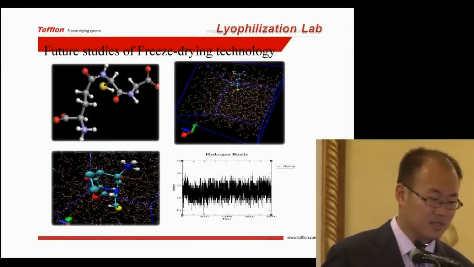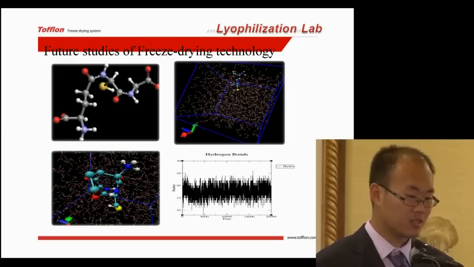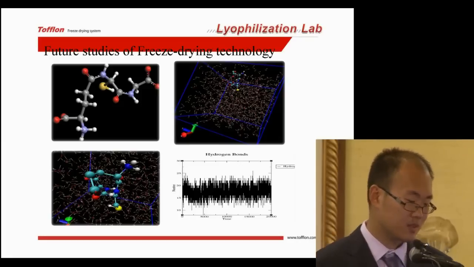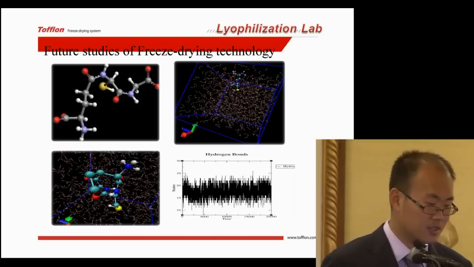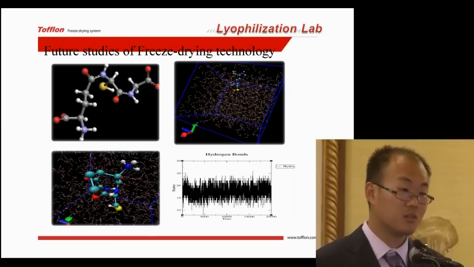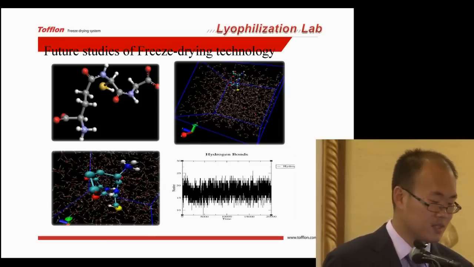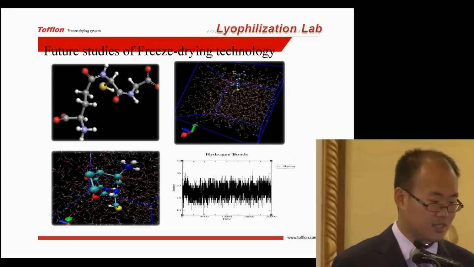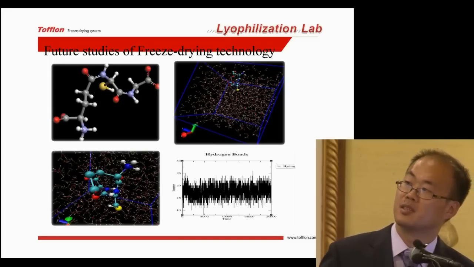And the last part, that is the five cases we talk about in our Tofflon Lyophilization lab. But usually we meet some problems that are very difficult to solve. In the future, we hope that we can solve these problems faster. So we would like to use another tool to solve these problems fast. It is molecular simulation, just as this picture shows.